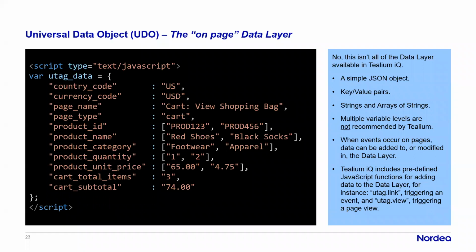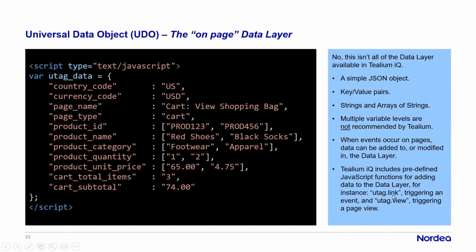So this is an example of the data layer when the page loads. You have built-in functionality to add new data to the data layer. For instance, at the click of a button, or when someone scrolls on a page, or a virtual page view happens, then you can use included JavaScript functionality.